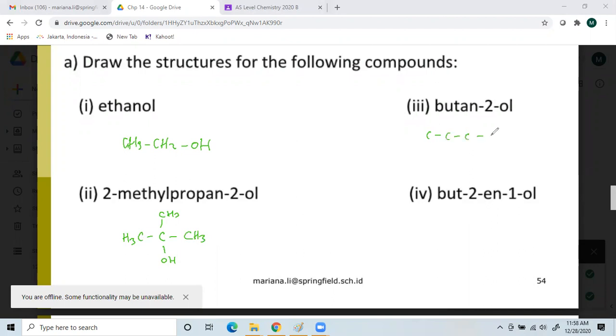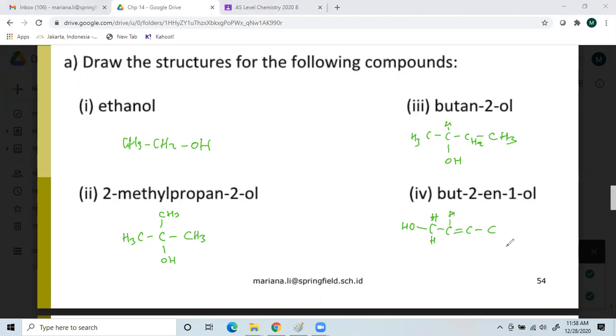Butanol, 1, 2, 3, 4. The second C has OH. So CH3, CH, CH2, CH3. Butan-2-ol. But-2-en-1-ol, 1, 2, 3, 4. The first C has the OH group. The second C has a double bond. So this should be CH2, this should be CH, this should be CH, and this should be CH3. Okay, but-2-en-1-ol.